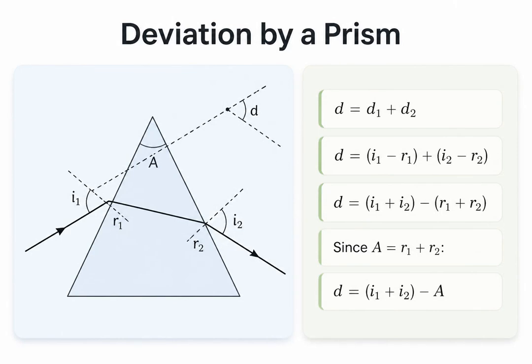Because the prism bends the light, the emergent ray travels in a different direction than the original incident ray. The angle between these two directions is called the angle of deviation, D. By looking at the geometry of the normals and the refracting angle A, we can prove that the total deviation equals the sum of the incident and emergent angles minus the refracting angle A.